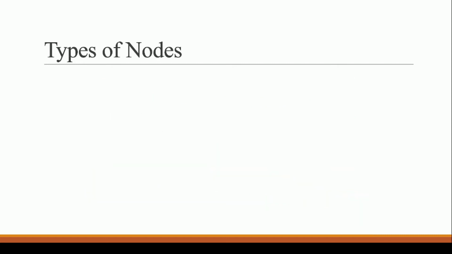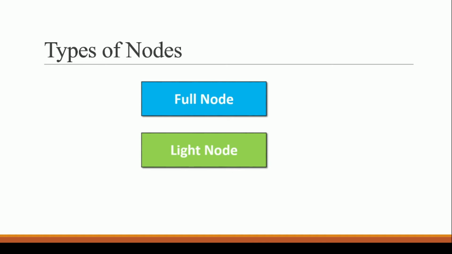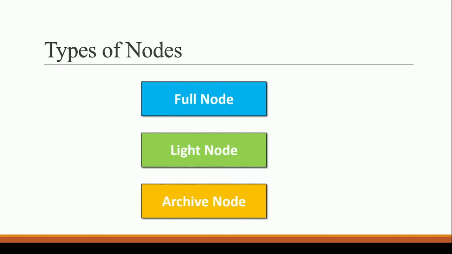Now we have different kinds of nodes because if we talk about the Ethereum blockchain, we have different kinds of people. There are a few people who want to be miners. There are a few people who just want to be validators. There are a few people who just want to do normal transactions on the Ethereum blockchain. So that's why we have three types of nodes in the Ethereum blockchain. First, we have full node. Second, we have light node. And third, we have archive node. Let us see what these three different nodes are.